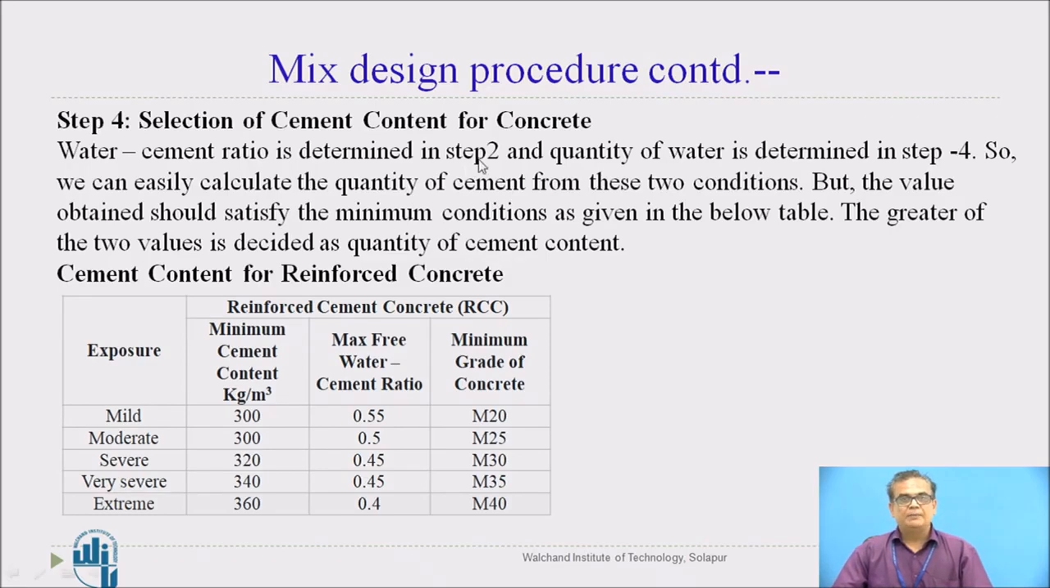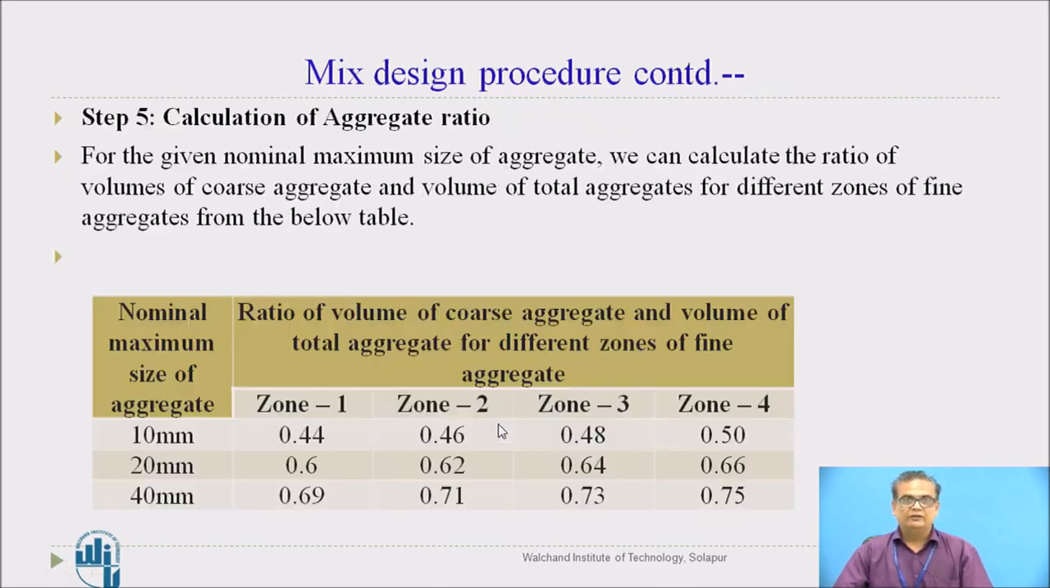Now selection of cement content. Cement content depends upon exposure of concrete to environment. For mild exposure, minimum cement content is given as 300 kg per cubic meter, remember. And free water cement ratio is 0.55 for M20 grade of concrete. Likewise, these are the values given by the IS code. These are to be referred.